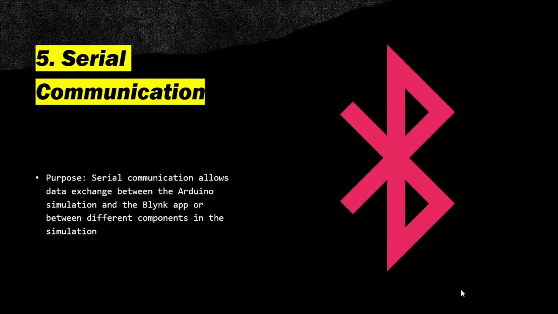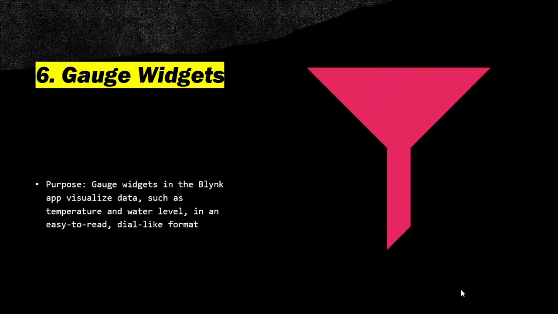Then serial communication allows data exchange between the Arduino simulation and the Blynk app. So this data exchange is very important. That is called connectivity. That's what I told, one of the challenges. And the Blynk app, or between different components in the simulation. This is very important. Serial communication between the Arduino IDE, the simulation, and the Blynk app is very important to connect the devices.